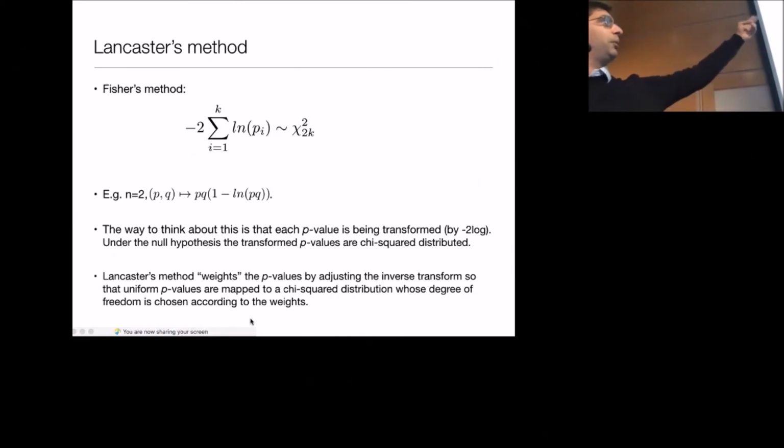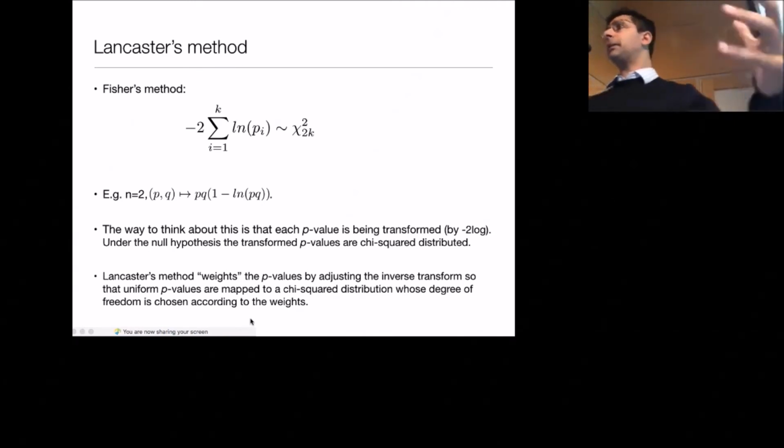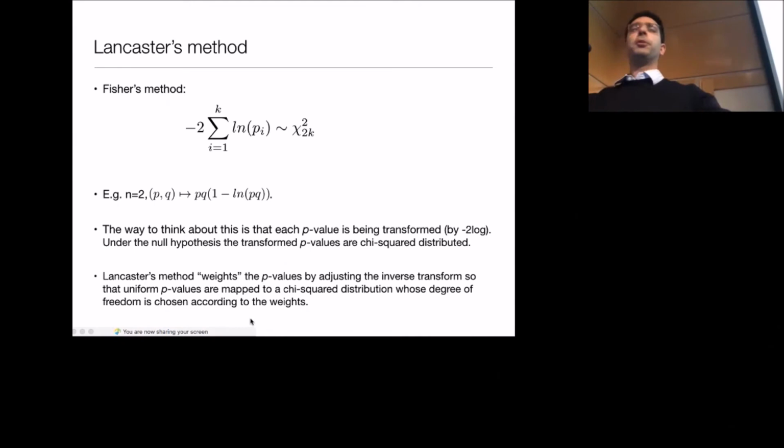You can take two p-values, p and q, and Fisher's method produces the merged or aggregated p-value, pq(1 - log pq). But in this meta-analysis conception, p and q are equal. You did two studies and they both produce p-values equal to each other. Lancaster posited that maybe one study had a lot of data and maybe one didn't, and so maybe you should not treat the p-values equally and you should weight them instead.